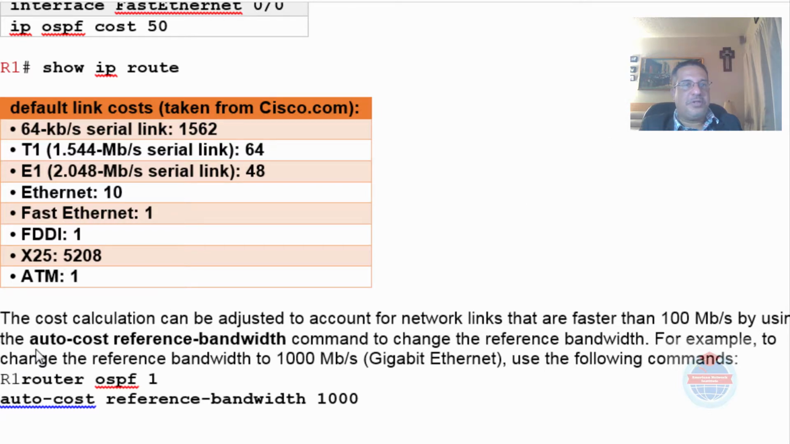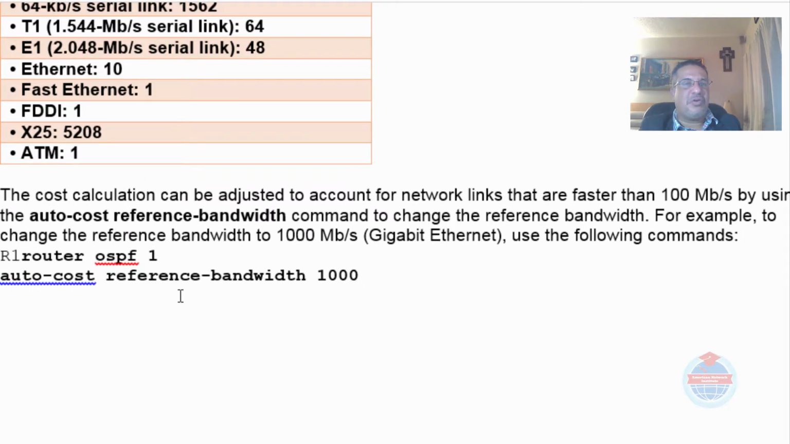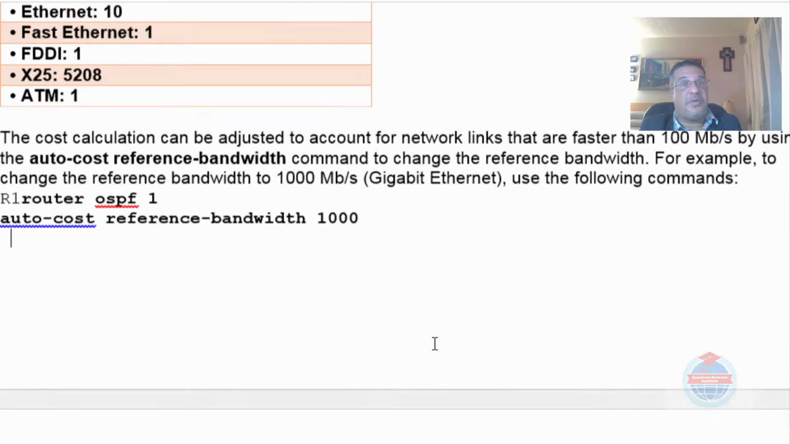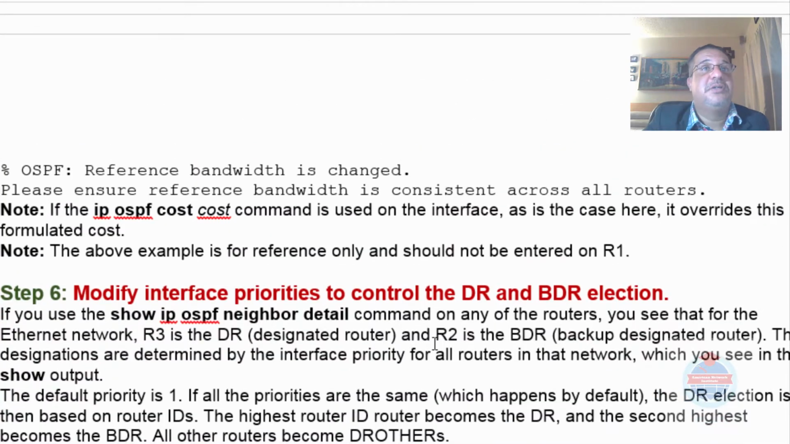Over here, we're gonna see auto cost reference bandwidth. How are we gonna use it? For example, you're gonna need auto cost reference bandwidth, but you're gonna put the bandwidth that you're gonna need. For example, in this case, 1000 megabits per second. This value we're not gonna apply. It's only gonna be used as a reference, guys. Okay, got it? Understand? Excellent.